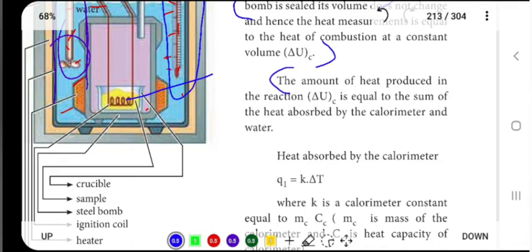Next, the amount of heat produced in the reaction, delta U C at constant volume, is equal to the sum of heat absorbed by the calorimeter and by the water. So we have to calculate for both. First one is by the calorimeter and second one is by the water. Now we are checking by the calorimeter. Q1 is equal to K into delta T.